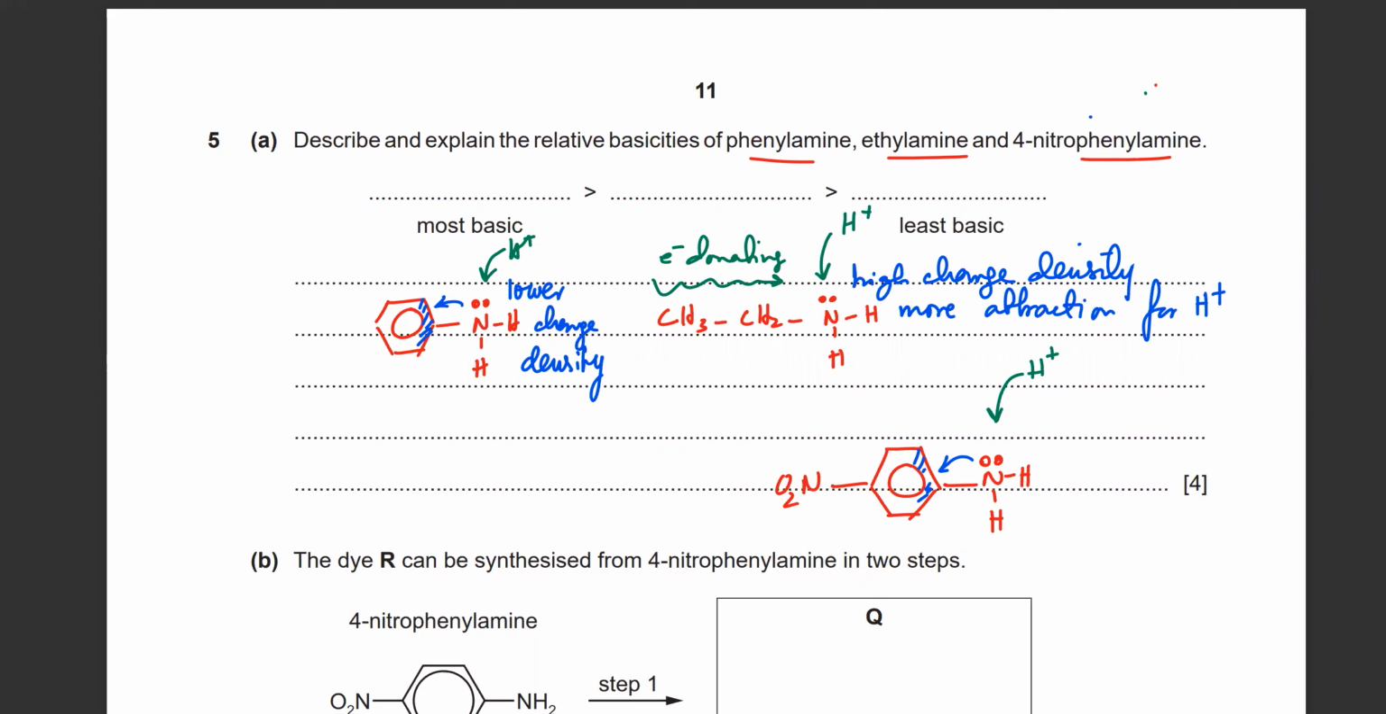And if they mix up with the benzene's electron cloud, then they're not going to attract H+ that strongly. And this one has an NO2 group. Now, we did study about NO2 groups, that they're given in the data booklet as well.